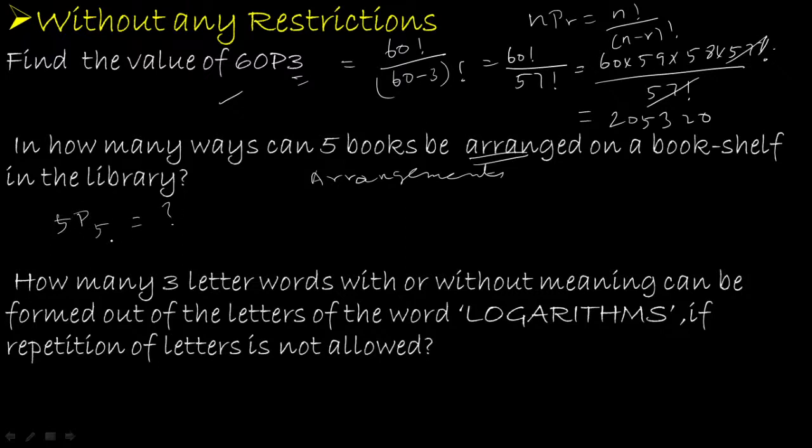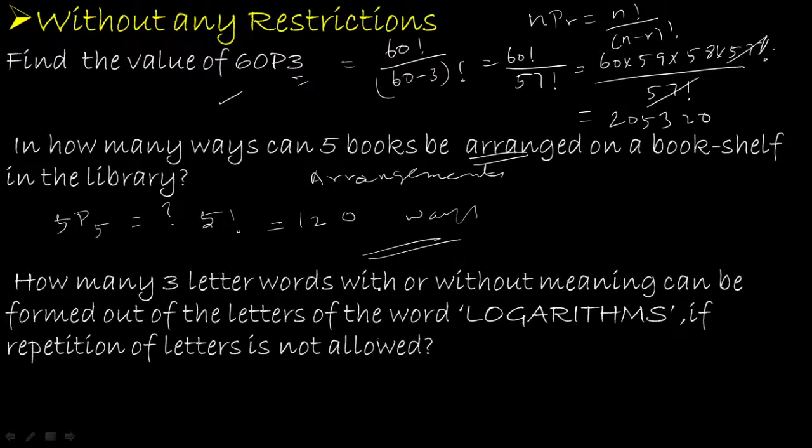If it is 5P5, as I already told you, the number of permutations of n things taken all at a time, no need to substitute in the formula, immediately give the answer as 5 factorial. The value of 5 factorial is 120 ways. So, the total number of possible arrangements here is 120 ways. That is, the number of permutations of 5 books taken all at a time is 120 ways.